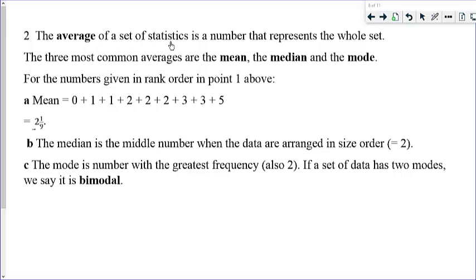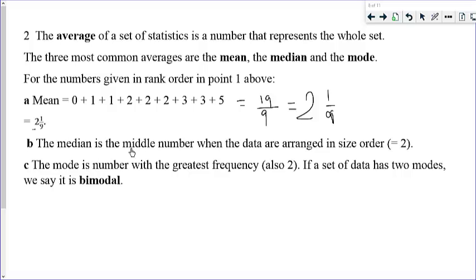Now the average of a set of statistics is a number that represents the whole set. So the 3 most common averages are the mean, the median, and the mode. For the numbers given in the rank order in the above illustration, the mean is the summation of all divided by the total frequency, which is 9. So this will be equal to 2 whole number 1/9.